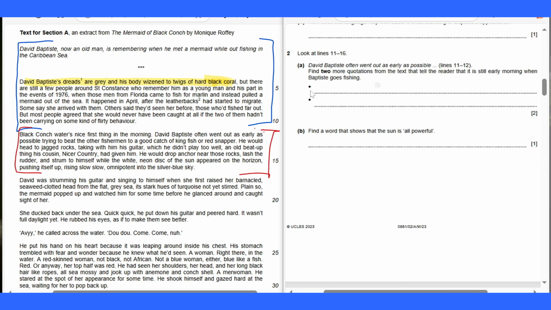Now we are in question 2. Look at lines 11 till 16. David Baptiste often went out as early as possible, lines 11 till 12. Find 2 more quotations from the text that tell the reader that it is still early morning when Baptiste goes fishing. We see the answer from here. 10 seconds.